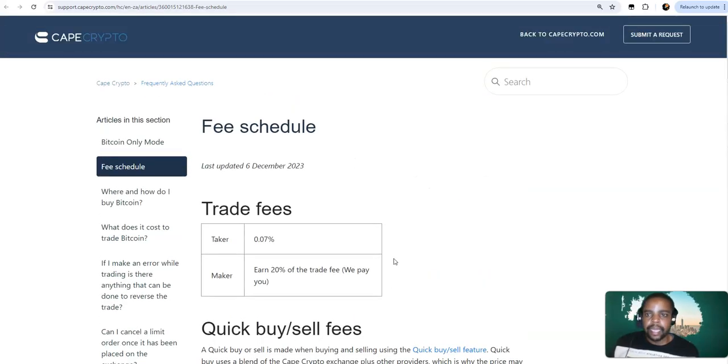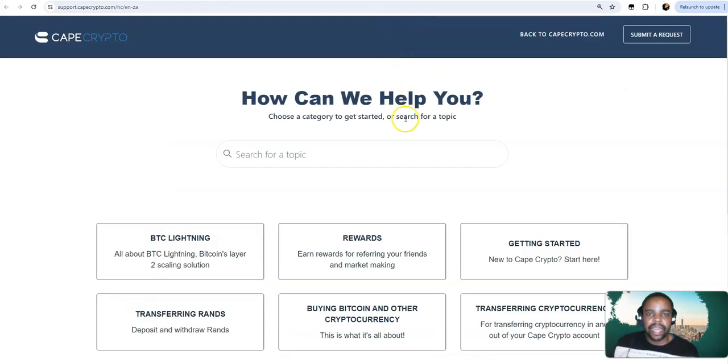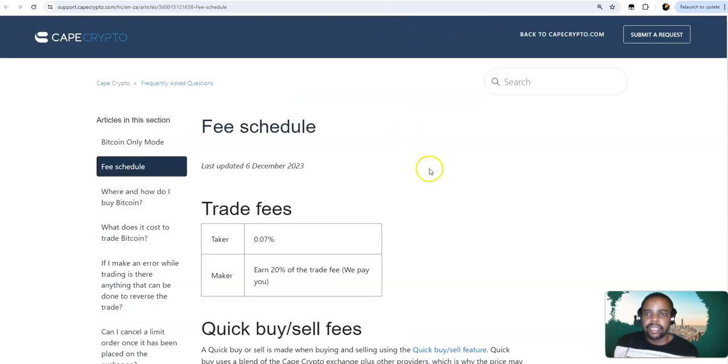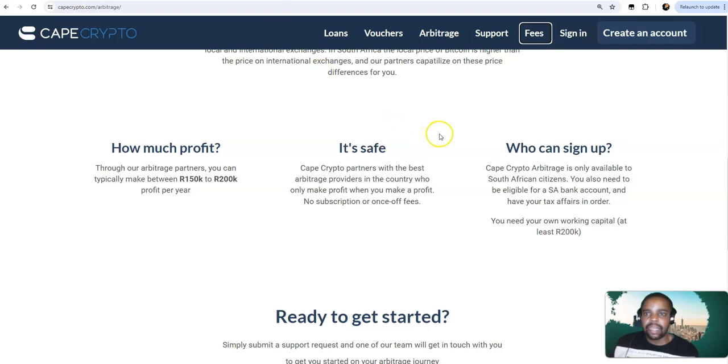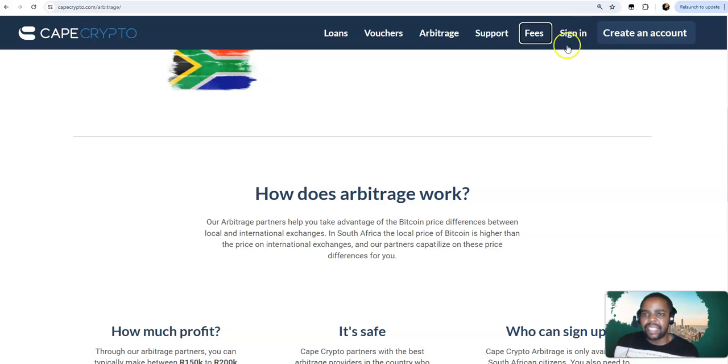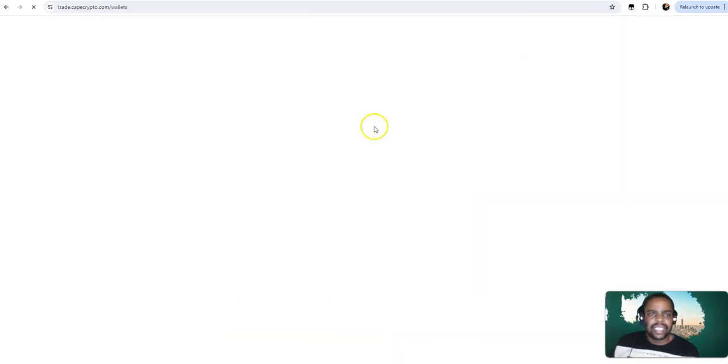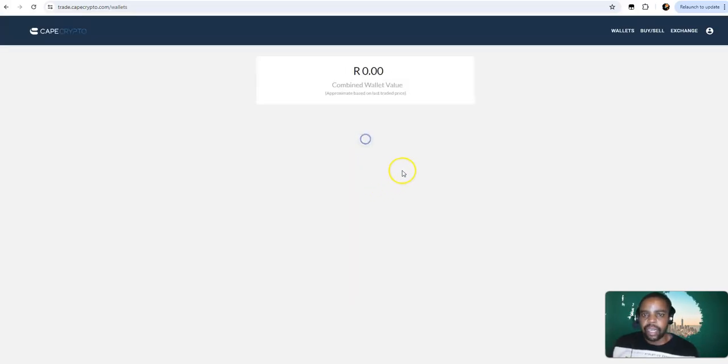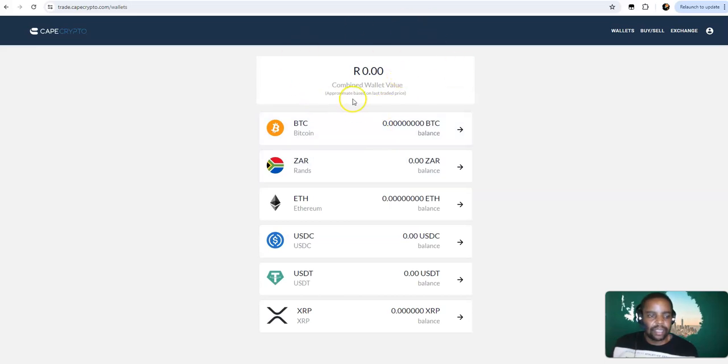And then let's go a little bit further on this platform. Quite interesting stuff that I'm seeing, and I'm learning each and every day. I've signed in already. So after signing in, the first thing that you're going to see is this page. You can see here I'm still at zero. I've not yet deposited.